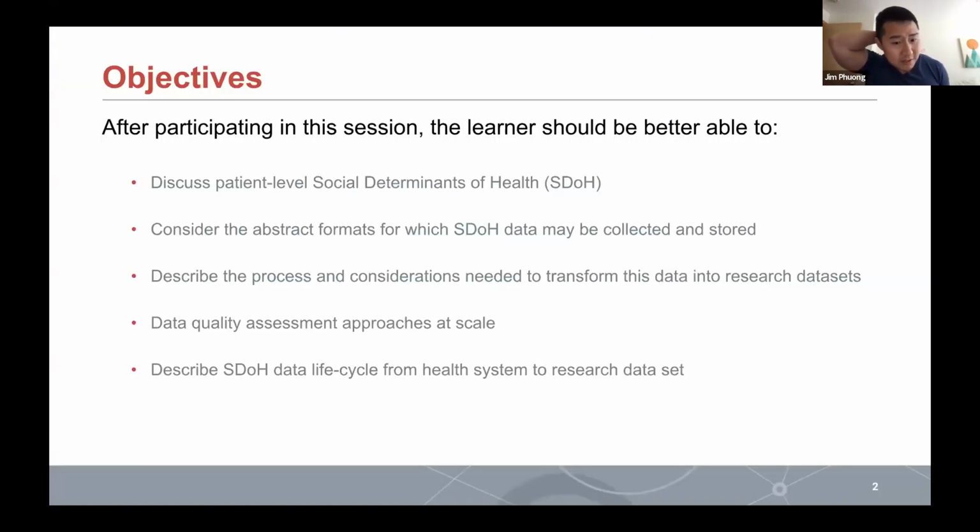The objective of today's talk is to discuss patient-level social determinants of health, consider the different abstract formats in which social determinants of health may be collected and stored, how that gets processed, and the considerations needed in order to transform that into a research data set. And towards a bigger picture, how does data quality assessment need to be considered for this type of information? And also, what's the social determinants of health data life cycle from health system to research data set? And what does that look like?